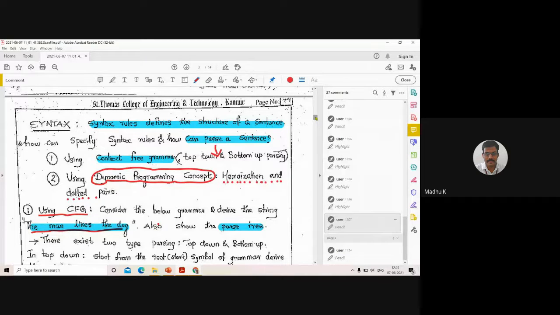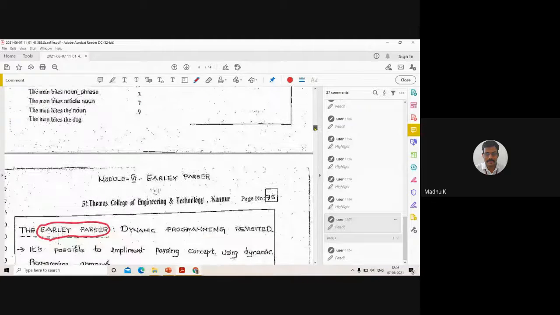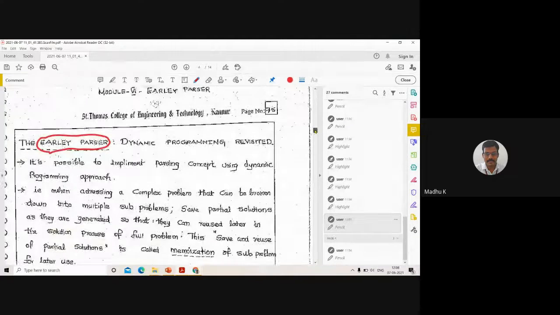One question will be there in the university exams. So next is using the dynamic programming concept. That is our second approach. What we will do is called the Earley parser. This is called the Earley parser.